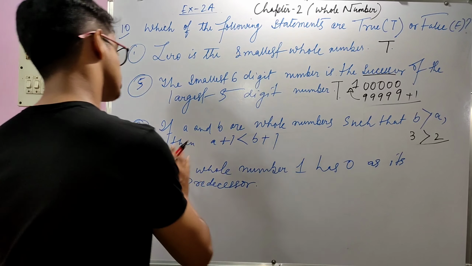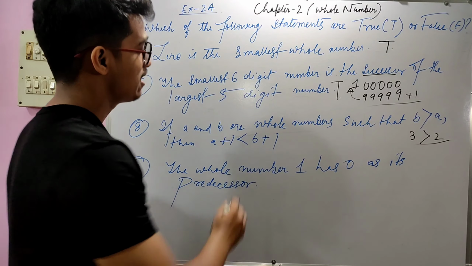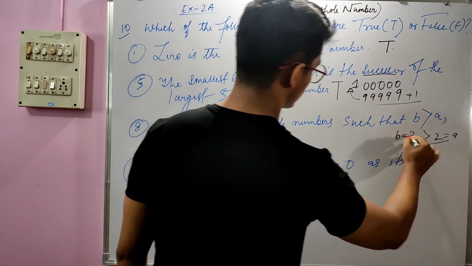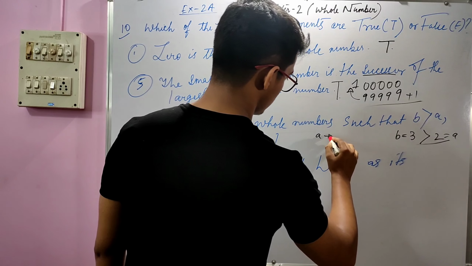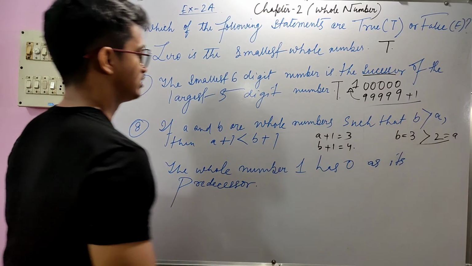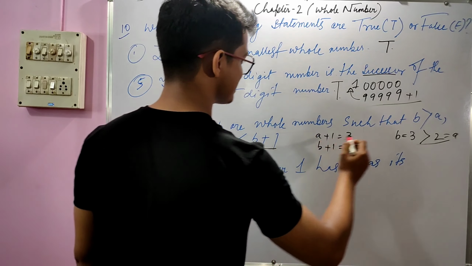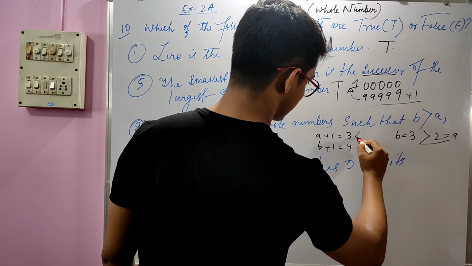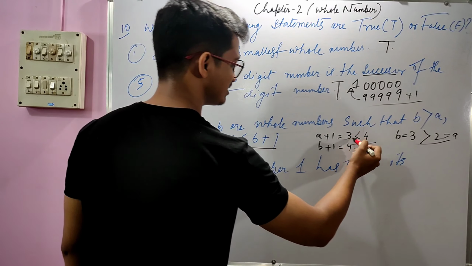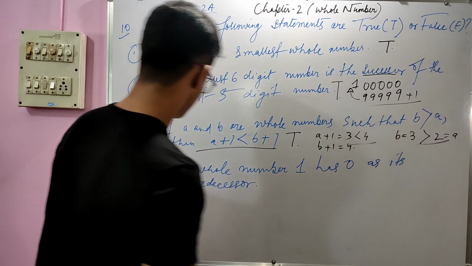Definitely it is applicable. Then A plus 1 is less than, this is the sign of less than, B plus 1. Let's say A is 2 and B is 3. So A plus 1 is 3, and B plus 1 is 4. They have given you the relation that A plus 1 is less than B plus 1, that is, 3 is less than 4. Is it true or false? Definitely it is true, because 3 is less than 4. So the statement is absolutely true.